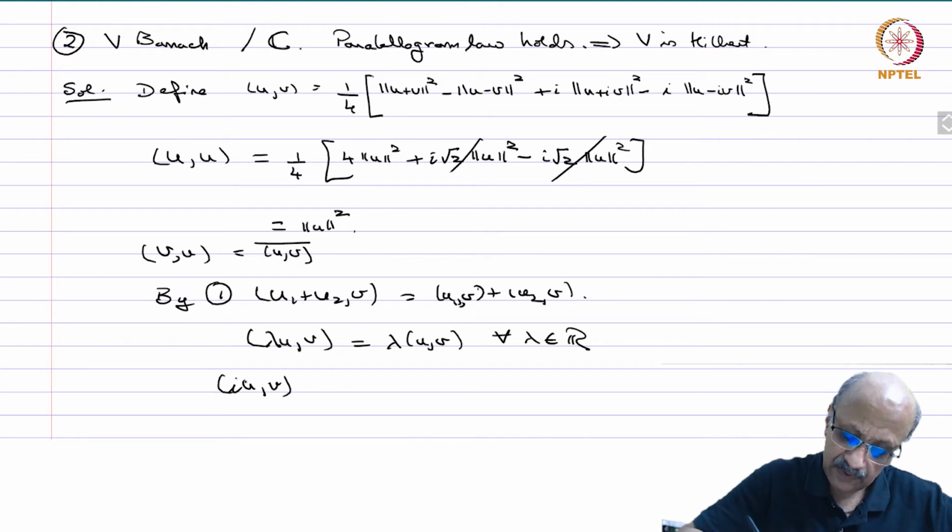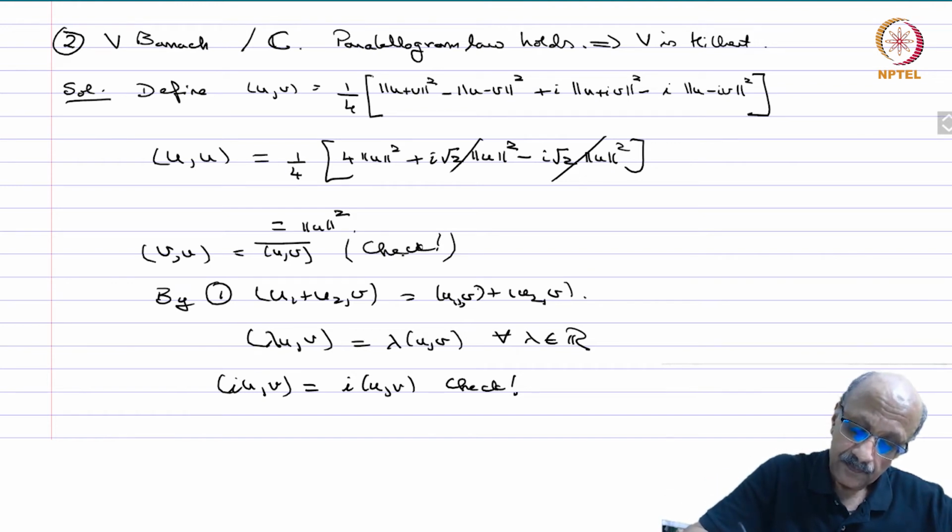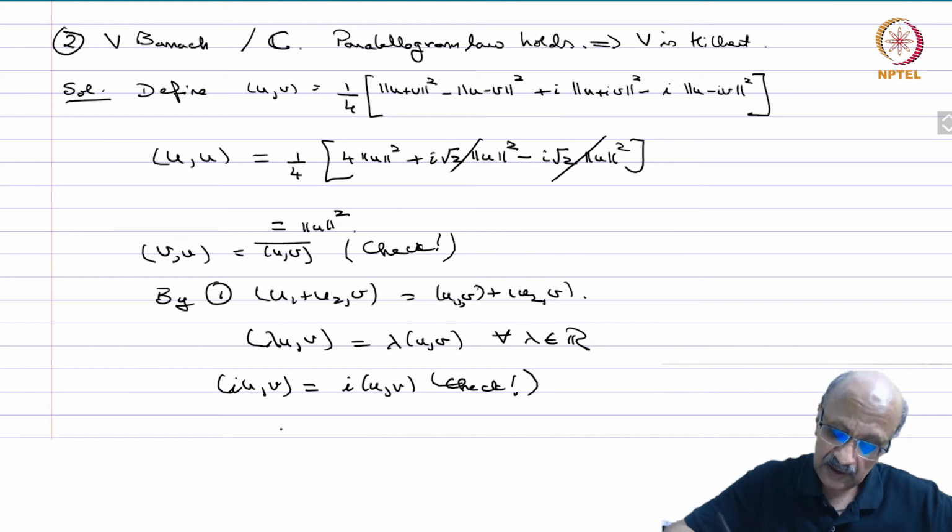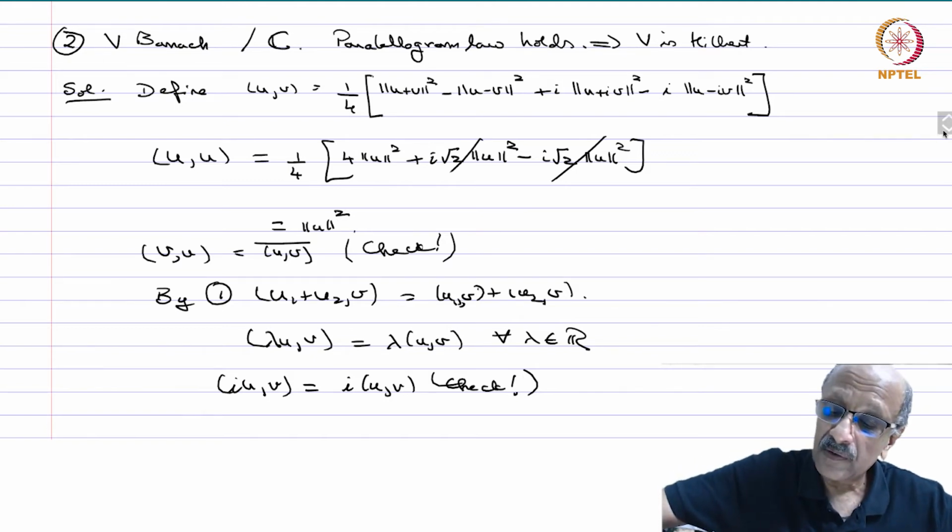And now you just take (iu,v), apply it to the definition, and then this is i times (u,v). So check this also. These are just straightforward algebraic manipulations, and therefore you have that for all complex constants (lambda u,v) equals lambda times (u,v), and therefore you have linearity in the first variable, and you have conjugate symmetry, and the norm is produced, and therefore this becomes a Hilbert space. Okay.